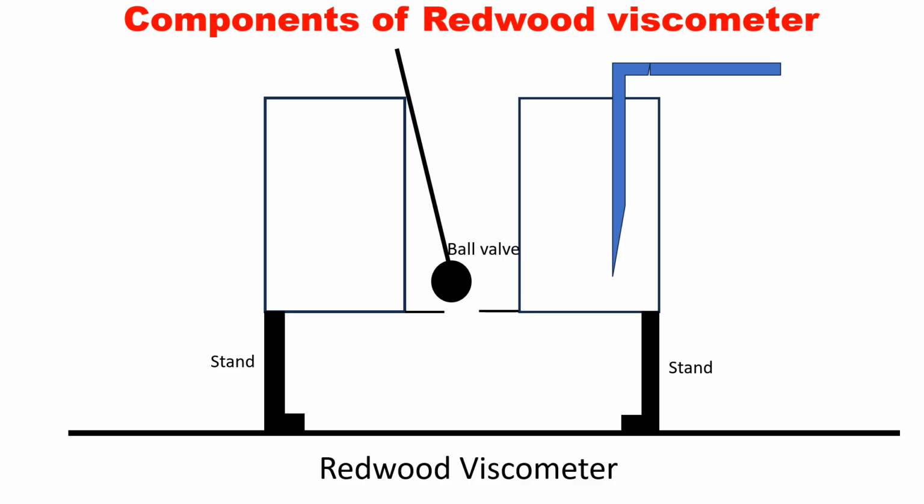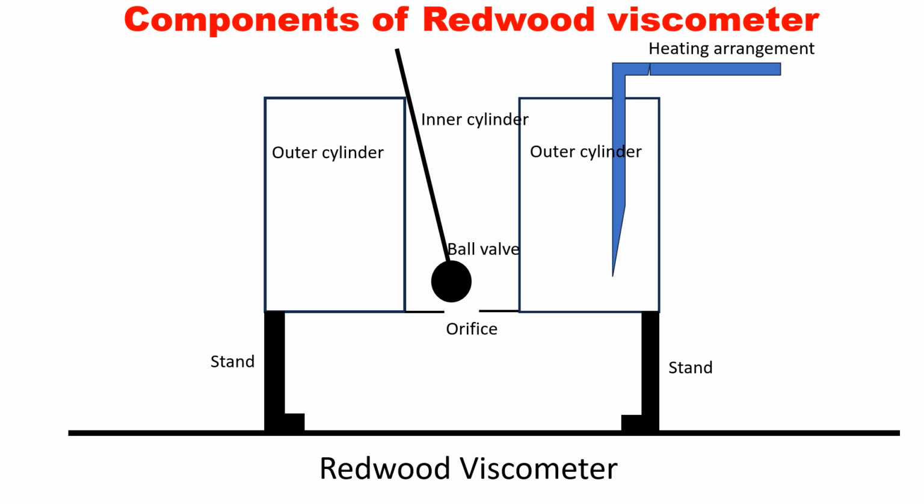Now, this is the schematic of the Redwood viscometer. This Redwood viscometer consists of an inner cylinder. This inner cylinder is filled with a liquid whose viscosity is to be determined. This is the outer cylinder. The outer cylinder is filled with water. This outer cylinder is also called a water bath, and it is connected to the heating arrangement. This is an orifice which is provided at the base of the inner cylinder.